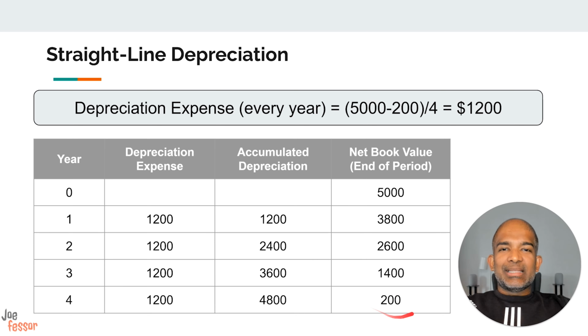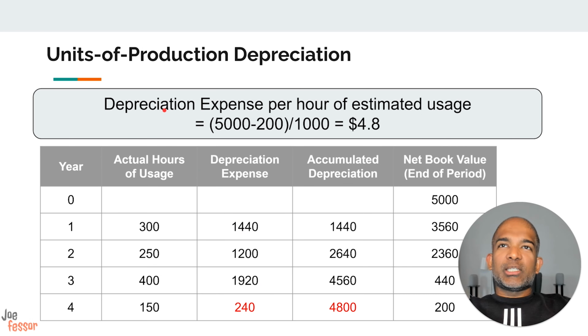It's by design that we've reached the residual or salvage value of this particular equipment, right? We had initially used this $200 in the calculation of depreciation expense, which resulted in $1,200 per year. So it's not really a coincidence that we ended up with $200 as the book value at the end of 4 years. Next, we move on to the units of production method.